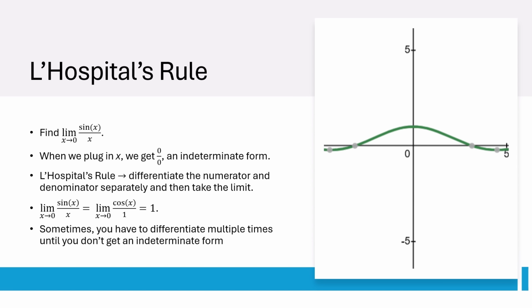Sometimes you'll differentiate the numerator and denominator and you'll just get an indeterminate form again. If that happens, you just keep applying L'Hopital's rule until you get a finite number or an infinite number.